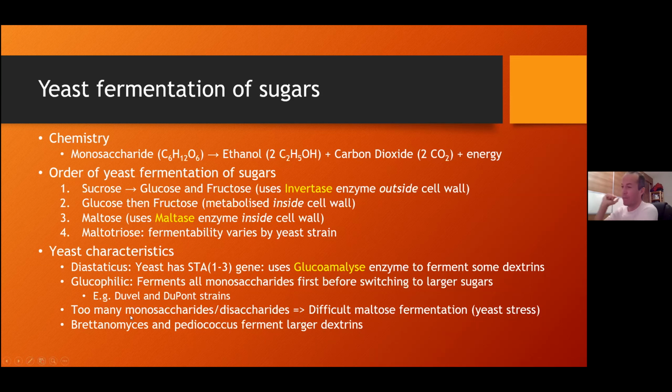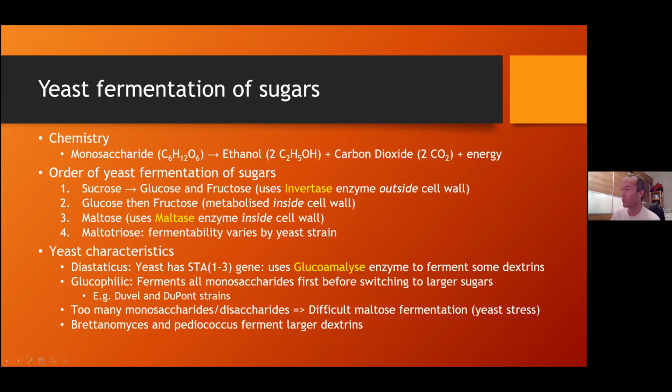Another interesting thing about this is if you've got too many monosaccharides or disaccharides, especially too much sucrose, it makes the whole fermentation difficult. So if you're going to use easy sugars, use glucose. Buy dextrose and use that. That thins out your beer.